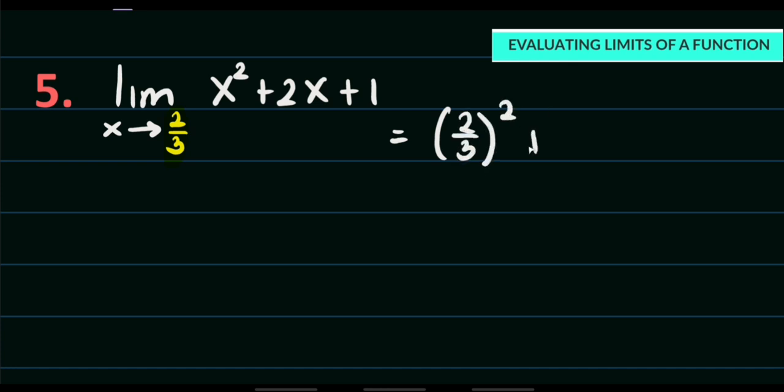Okay? And then plus 2x, or 2 times x. Another 2 all over 3. And then copy the remaining term plus 1. Okay, so again, same pa rin. Yung mga variable natin na x, pinalitan lang natin ng ating constant, which is 2 all over 3. Okay? And then after that, just simplify.